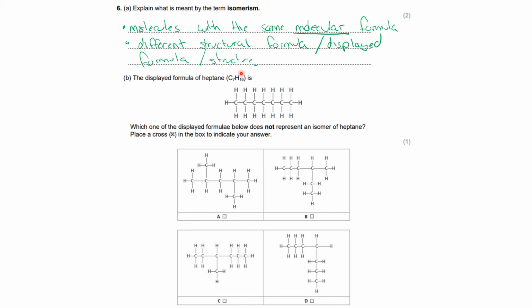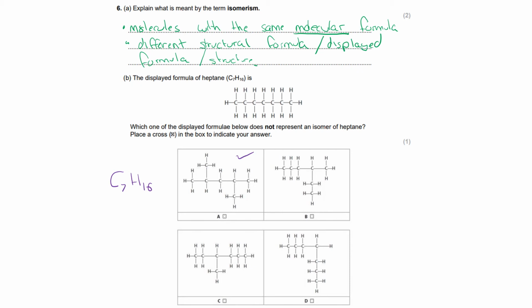So to do this question, what I would do is I would add up the number of carbon atoms and the number of hydrogen atoms and see which ones have the same molecular formula as heptane. So let's just go through them one by one. The first one has 7 carbons. Good. And 16 hydrogens. So it is C7H16. So I would say that that is an isomer of heptane.